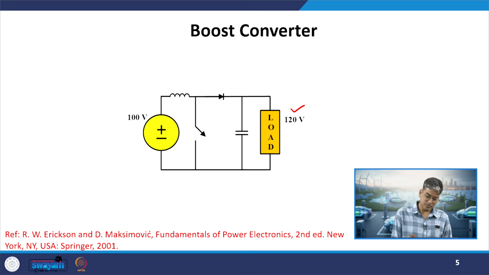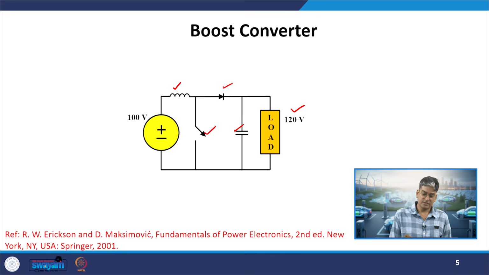So if you see here, again we have an inductor, we have a switch, diode, capacitor, the same elements but the arrangement is different. Now we have connected the inductor in series with our source. We have a switch now which is connected in parallel with the series connection of your source voltage and the inductor, and we have a diode, we have a capacitor at the output stage.